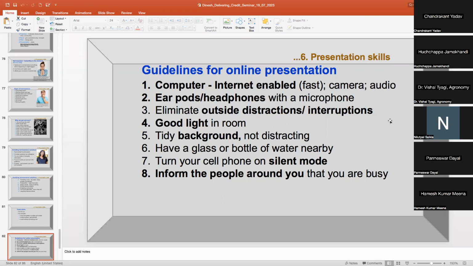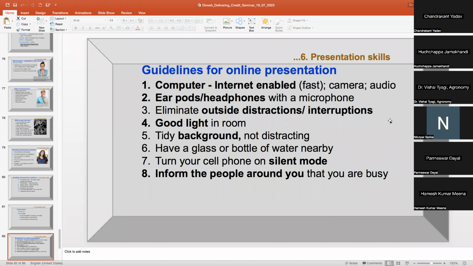Eliminate outside distractions or interruptions. In your room, in your place, there may be some outside distractions. Remove all those. Suppose somebody is playing television in your place, just put it off. Good light in the room. Good light arrangement is also necessary. You have to learn yourself how you look in the light. You can make a tidy background. By default, you can find certain backgrounds. Have a glass or bottle of water nearby, always. You can sip water here and there.